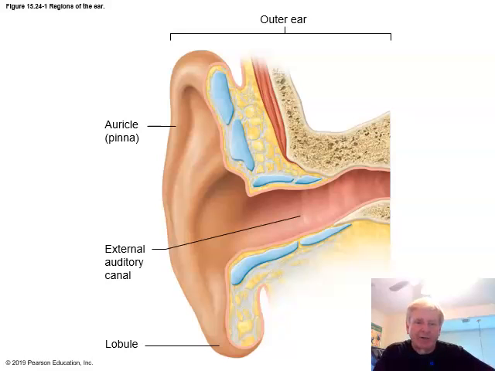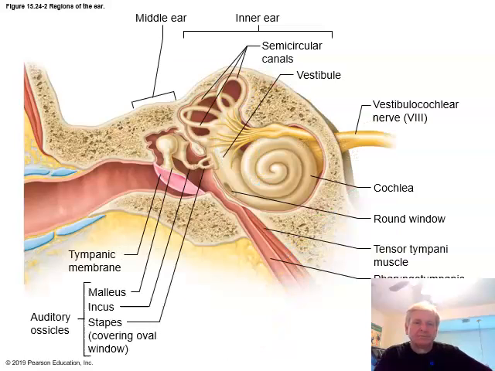So there's the outer ear with its structures. The lobule is the earlobe, and there's the external auditory canal. The auricle is the pinna. That's this top. That's your pinna. This area contains this cartilage that you see here, this elastic cartilage. Here's your middle ear with its ossicular bones, malleus, incus, and stapes.